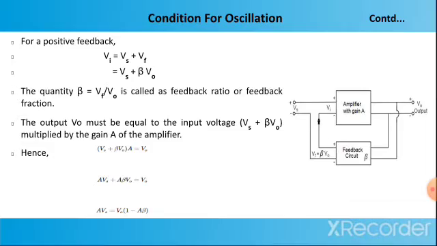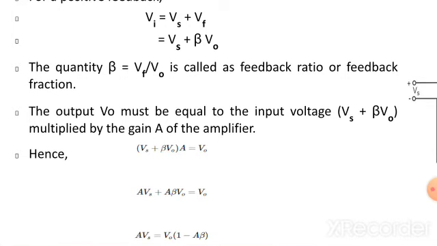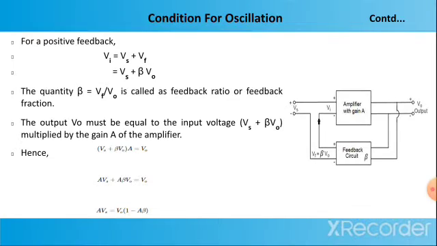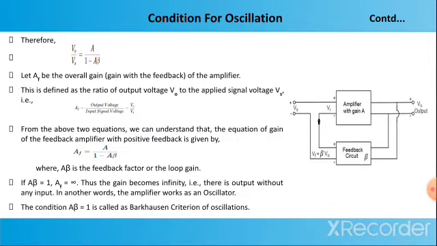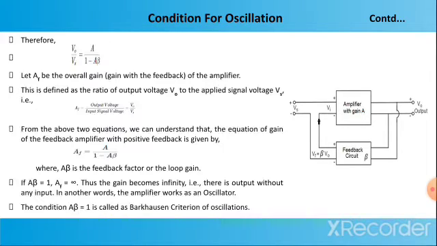Now if you remove the bracket, then it will become A Vs plus A beta V naught equal to V naught. Now this V naught term comes to the right hand side, then it will become A Vs equal to V naught into 1 minus A beta. Now this equation will become V naught upon Vs equals A upon 1 minus A beta.